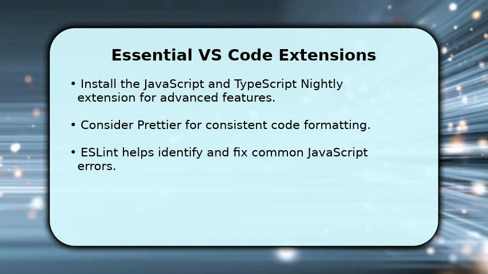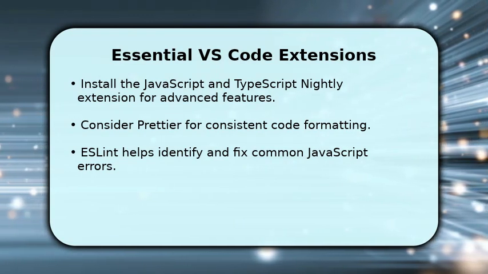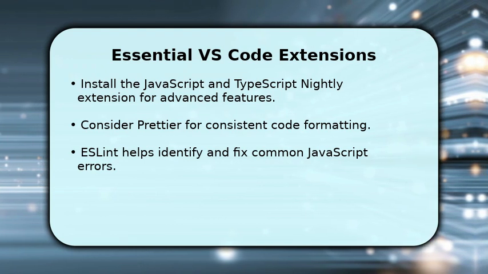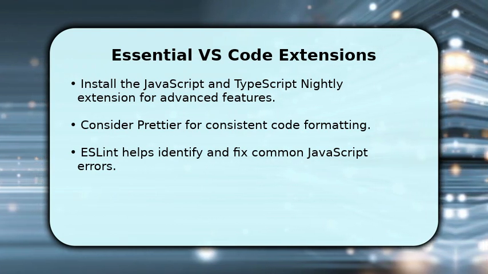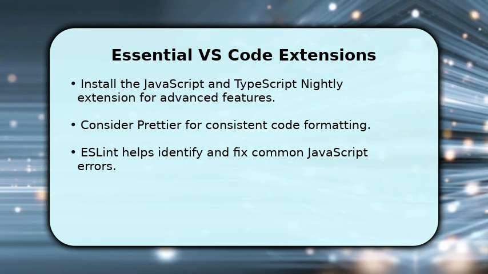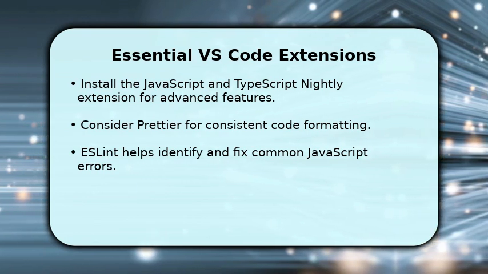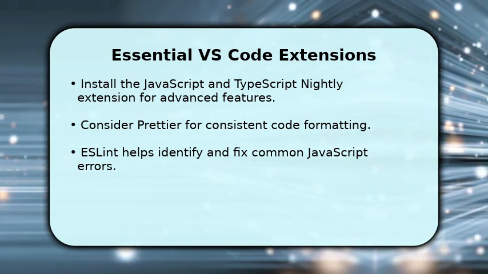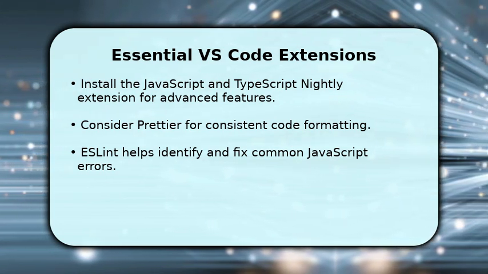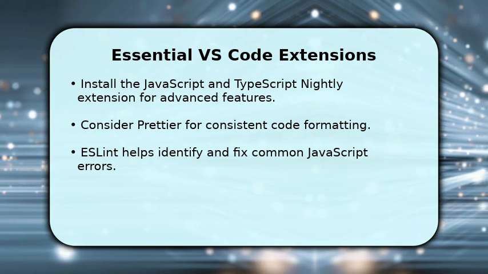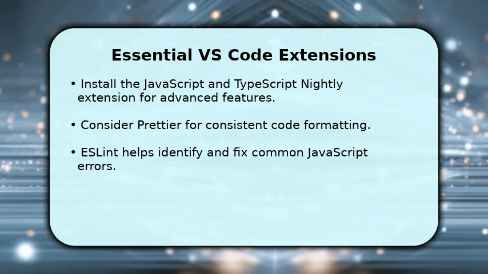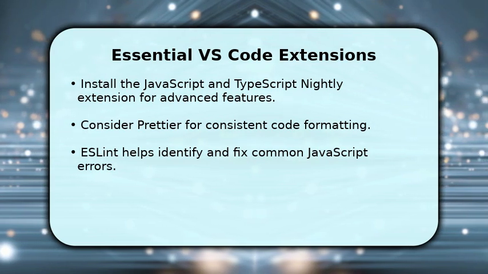Once Visual Studio Code is installed, enhancing its capabilities with key extensions is your next step. I highly recommend installing the JavaScript and TypeScript nightly extension for the latest language features and improved IntelliSense. For maintaining consistent code style across your projects, consider adding Prettier, a powerful code formatter. Additionally, ESLint is invaluable for identifying and fixing common JavaScript errors, ensuring your code remains clean and robust. These tools significantly boost your development efficiency.